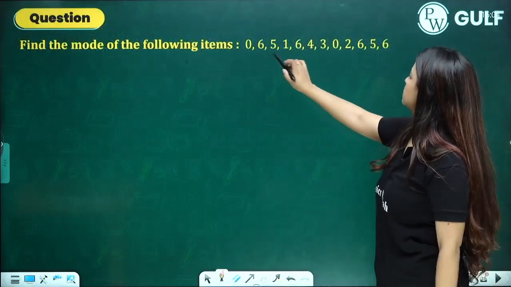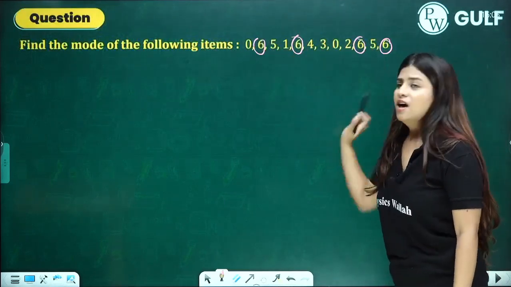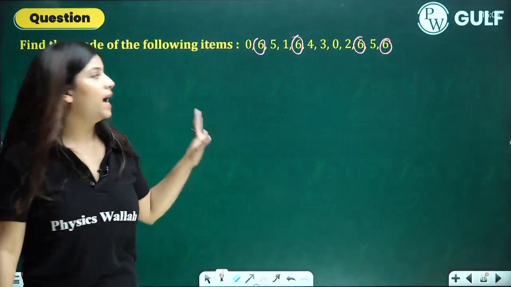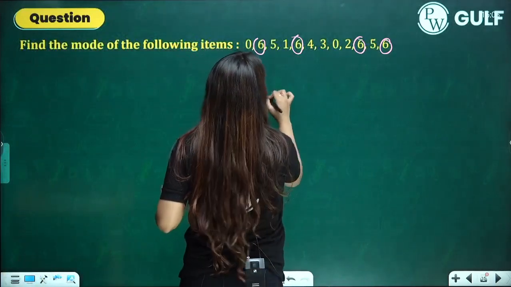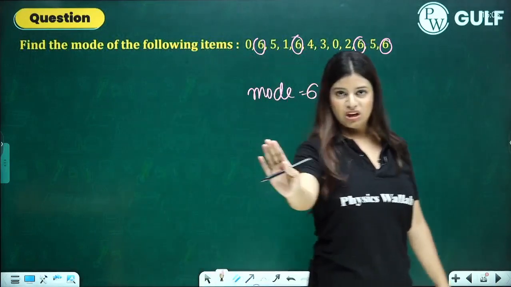See, we have 0, 6. As we can clearly see, this 6 is coming 4 times. Any other number is not coming 4 times. Since this 6 is coming 4 times, we will take the mode of this given data to be simply 6. Clear with it?